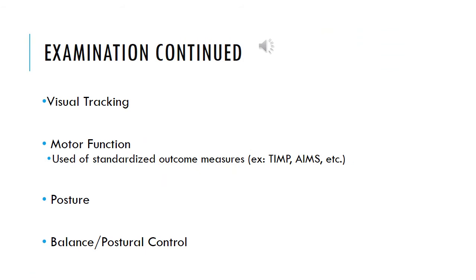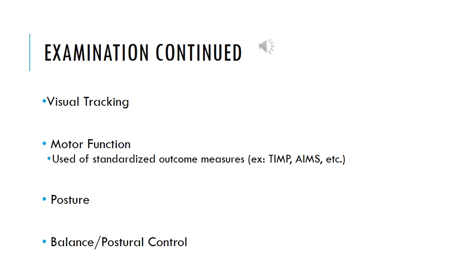In addition to the objective information that you would gather from your observation and your measurement of that child's skull shape, you would want to take a look at some other domains as part of your thorough examination. Many of these are the same as what you would consider examining for the child with torticollis, and some of that is due to the fact that oftentimes these two conditions occur together. You would want to take a look at visual tracking as it relates to that child, as well as motor function, posture, and balance and postural control.